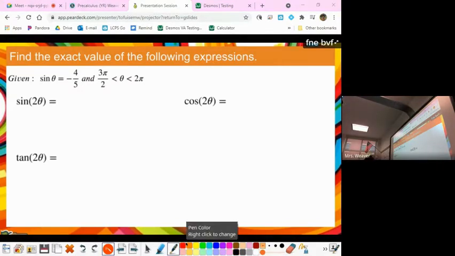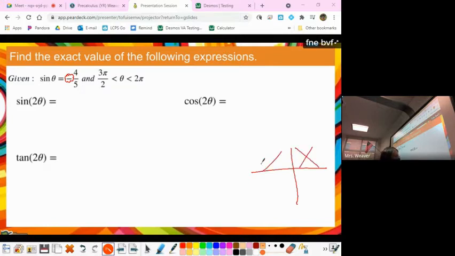It says sine theta is -4/5. What I'm interested in when I'm trying to figure out the quadrant is what sign it is. So if my sine is negative, that means my y value is negative. So it can't be quadrant 1 or quadrant 2. And this one actually tells us what quadrant it's in. It says theta is between 3 pi over 2, which is right here at 270, and 2 pi, which is right there.